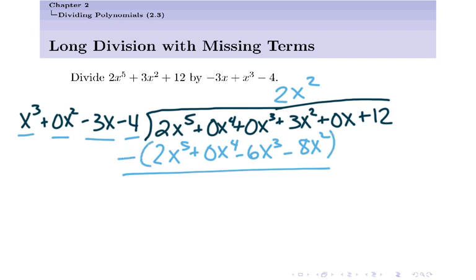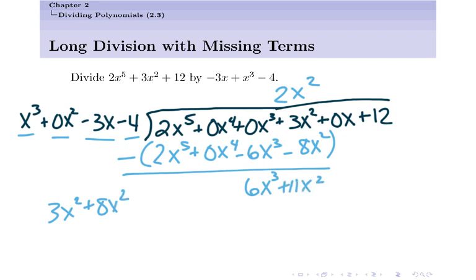Then remember I subtract that entire quantity. 2x to the 5th minus 2x to the 5th is 0. 0x to the 4th minus 0x to the 4th is just 0. 0x cubed minus a negative 6x cubed is just going to give me 6x cubed. 3x squared minus a negative 8x squared is really 3x squared plus 8x squared. So that's going to give me 11x squared.